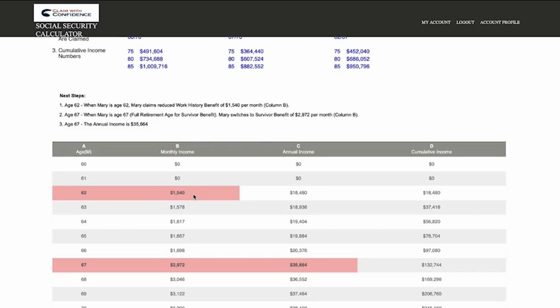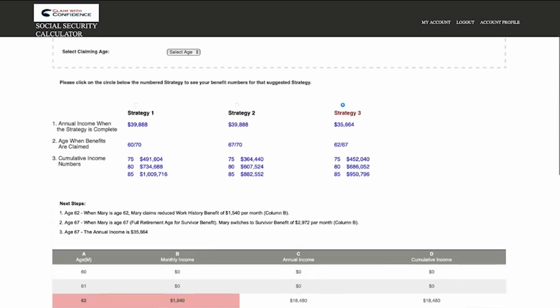That's the earliest she could claim her own benefit, at age 62. And her benefit is reduced to $1,540. And then she receives all these benefit payments over the next 5 years. And then she switches to the survivor benefit at age 67 of $2,972. Over that 5 year period, from 62 to age 67, she would receive $97,080 from her own benefit payments. Okay, so those are the three strategies.